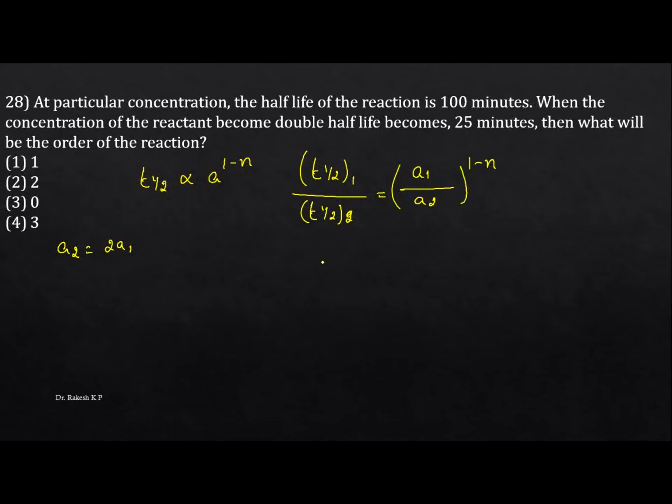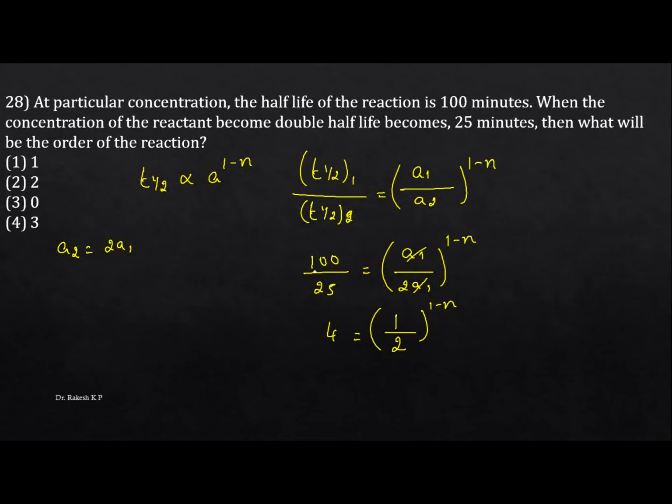Okay, see the next one here. Now what is the T half? In the first one they are given 100, and for the second one they are given 25. The A1, so what is A2? 2 into that is the A1, that is the whole power, that is 1 minus, that is the 1. This will get cancelled. The remaining will be 4, which is equal to 1 by 2 power 1 minus n.